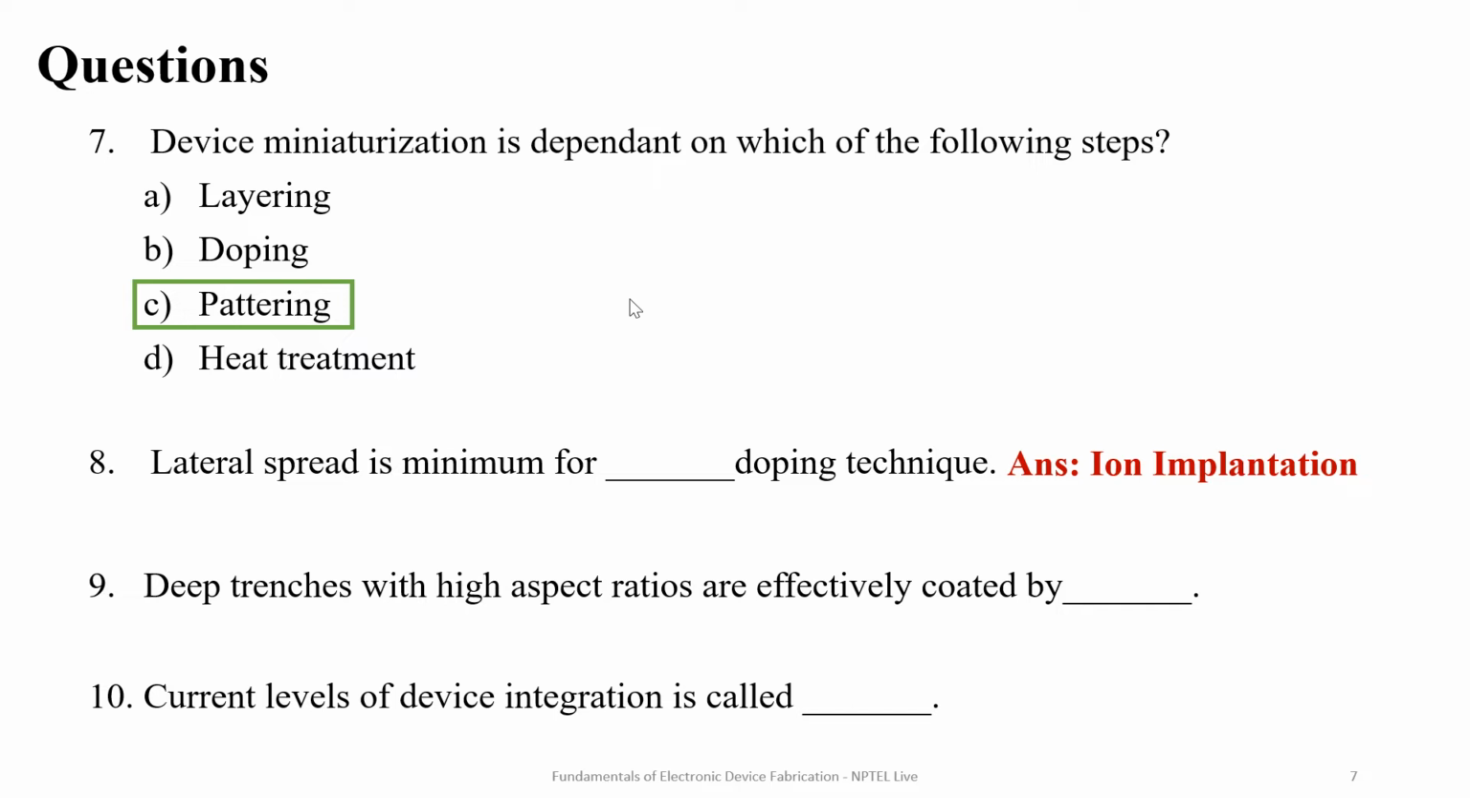But in ion implantation, on the other hand, high energy ions are embedded into the wafer, so the concentration won't be maximum on top, it will be maximum at a particular depth from the top. So that is the ion implantation technique. Is it clear for everyone?